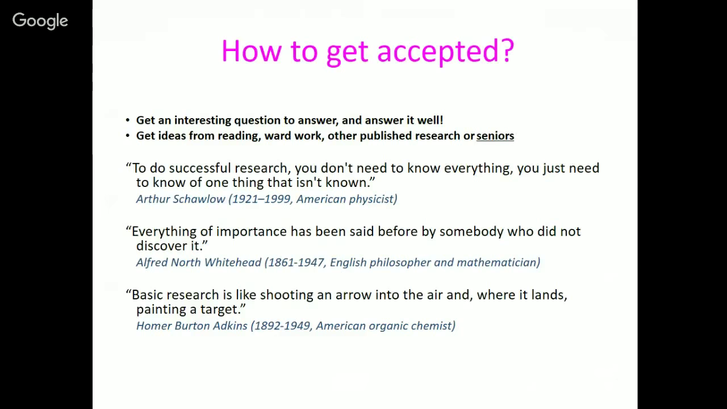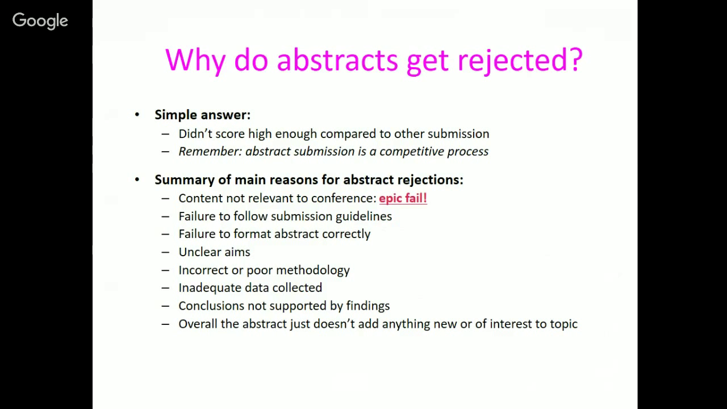In my experience of why abstracts get rejected, simply for big conferences, it's not that there's anything fundamentally wrong with the abstract, it's just that it didn't score high enough compared to others that have been submitted. And you have to remember that for conferences, abstract submission is a competitive process. There may be thousands of abstracts submitted, and perhaps some conferences will only take a small percentage of that. So really, it's not just getting an abstract that's good enough, it's getting an abstract that's good enough in comparison to others.